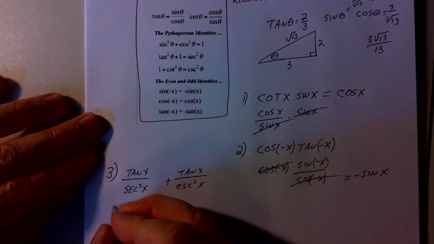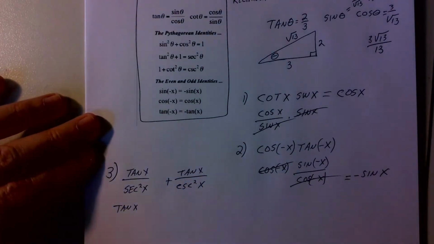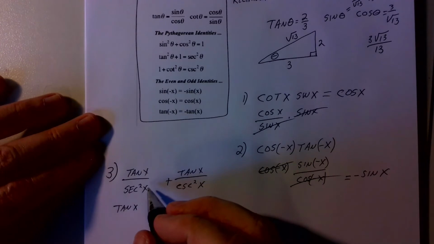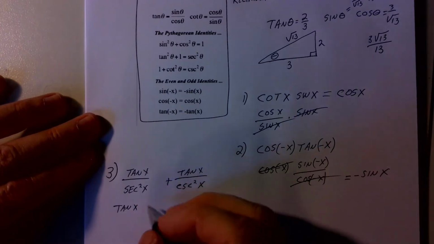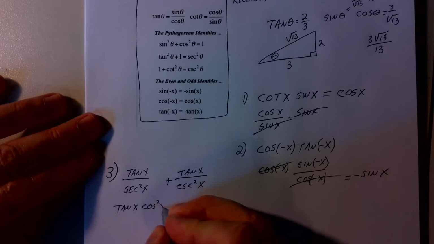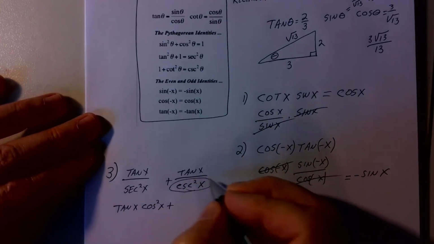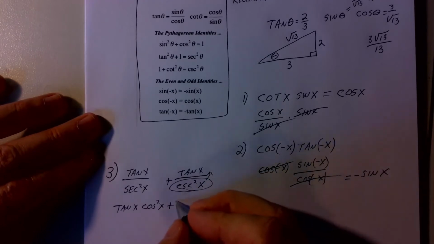So this is what I'm going to do. One of the key rules is to try and move things into sines and cosines. I think you guys remember that from trig. So secant squared x, if I move that upstairs, I'm pretty sure that's cosine squared x. Isn't that good? Plus, and then I'm going to move this one upstairs, just like this. And that, of course, is sine squared x.